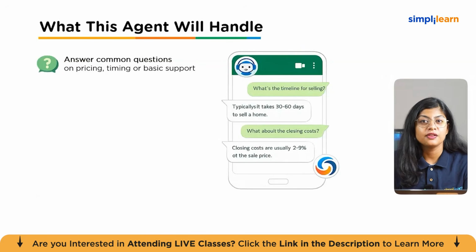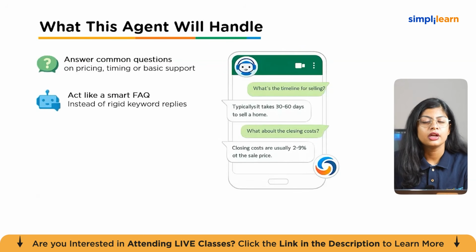Second is smart FAQ instead of rigid keywords. Regular chatbots are brittle. They only recognize exact phrases they were programmed for. Your agent understands meaning. What's your price? How much does it cost? What's your rate? It recognizes these as the same question phrased differently and responds intelligently. Customers speak naturally. Your agent understands.